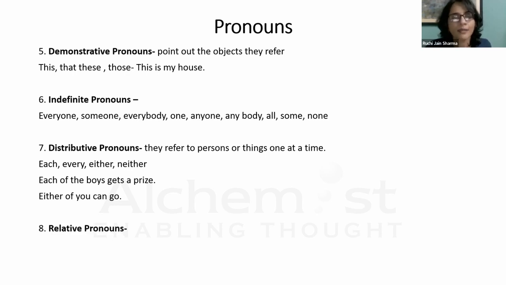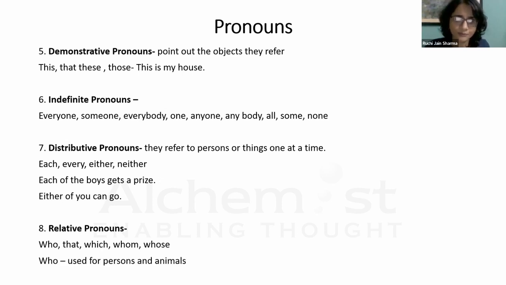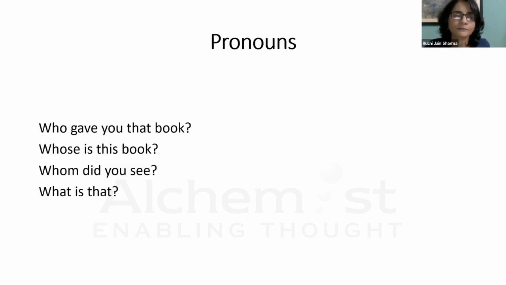Okay. Then relative pronouns: who, that, which, whom, whose. So this is the student who comes late every day, right? So who is basically referring to the student. Therefore it's called a relative pronoun. Now, who is used for persons and animals, and which is used for non-living things and animals, right?